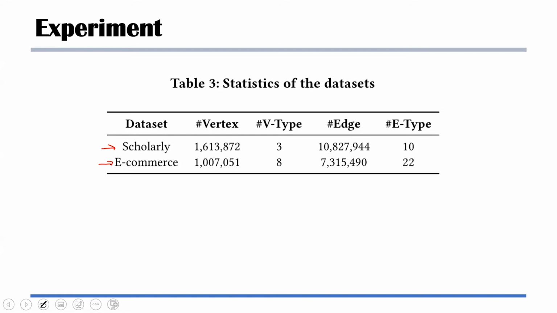Okay, so both can be fairly large. They have more than 1 million nodes. For the first one, we have 3 types of node, and we have 8 types of node for the e-commerce one, the second one. But the edge type count is really large. We have 10 different edge types for the scholarly graph, whereas we have 22 different types of edges for the e-commerce graph.